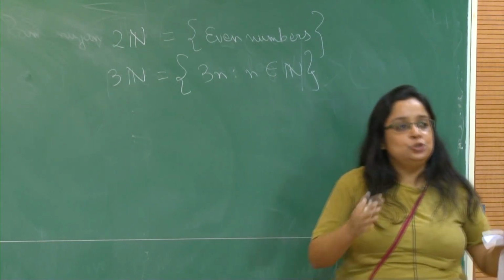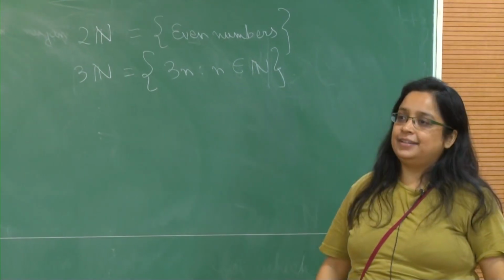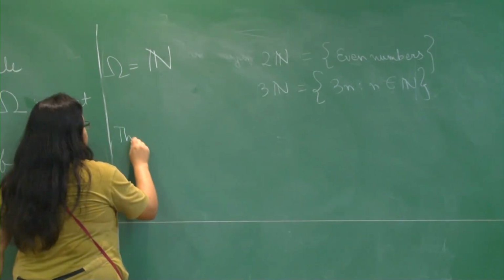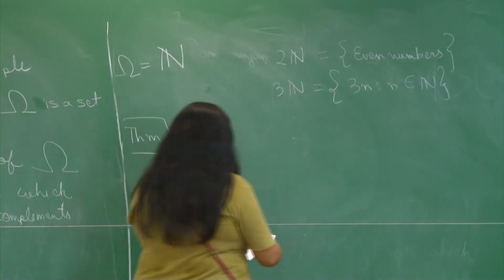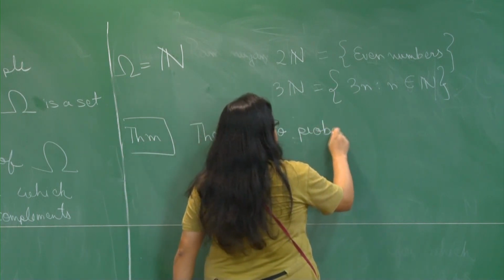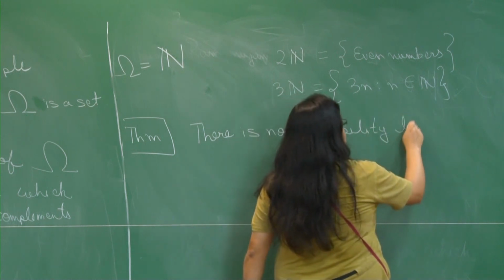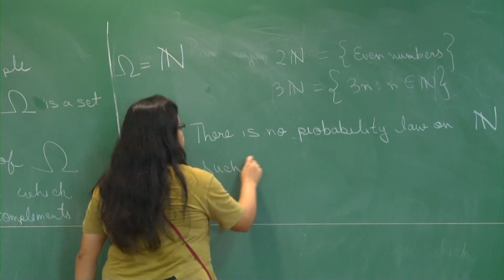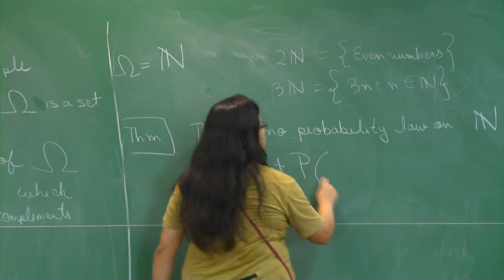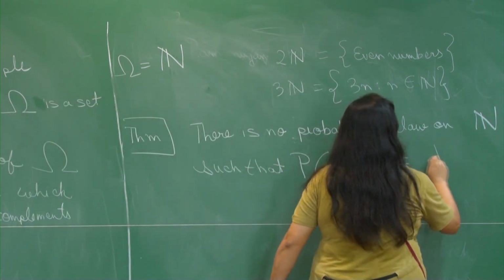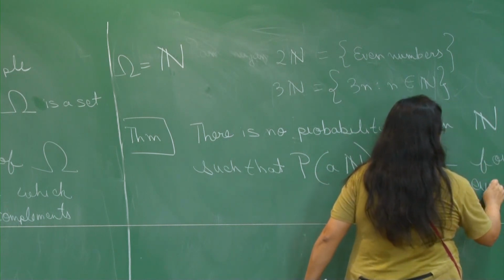The amazing thing is, there is no probability law on the set of natural numbers which does that. It is very counterintuitive, but this is where things start to go down south. So, here is the theorem. There is no probability law on N such that P of aN, where aN refers to just all the multiples of little a, is 1 by a for every a.